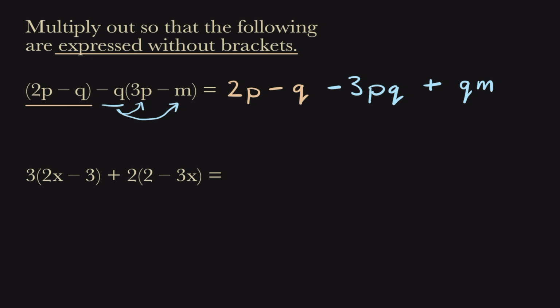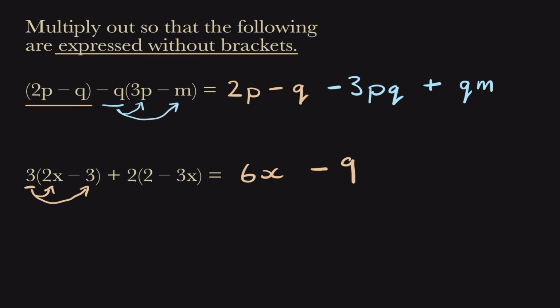All right, let's have a look at the next one. The first part of this one has 3 multiplied by a bracket that has two terms, 2x and minus 3. We need to start by multiplying 3 by both of these terms separately. So we're going to have 3 times by 2x, and we're going to have 3 times by negative 3. When we multiply this out, 3 times 2x is going to be 6x, and 3 times negative 3 is going to be negative 9. That's the first part complete.